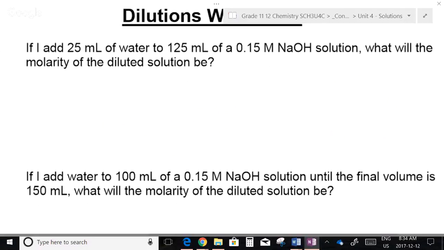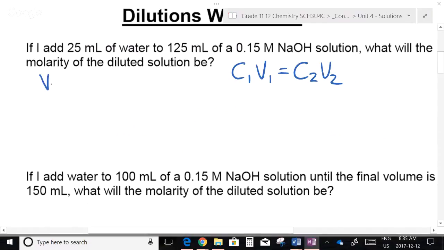And when we deal with dilutions, what formula can I use? C1 times V1 equals C2 times V2. Maybe you remember where we developed that, where it comes from, but we can say the initial concentration times the initial volume must equal the final concentration times the final volume. So now we just have to figure out what all these numbers are.